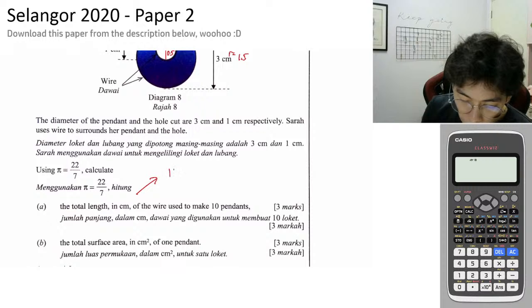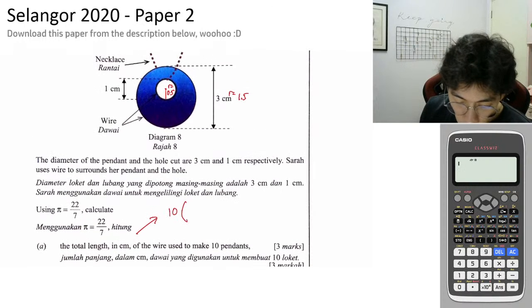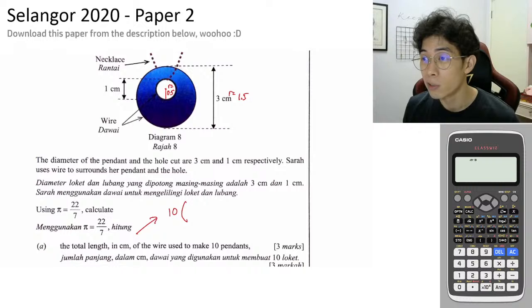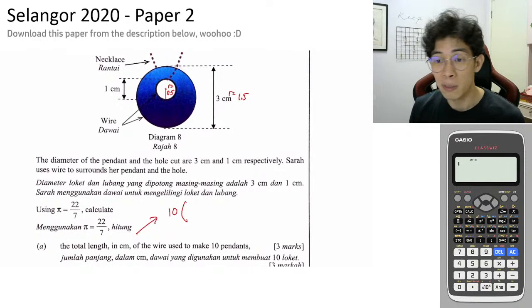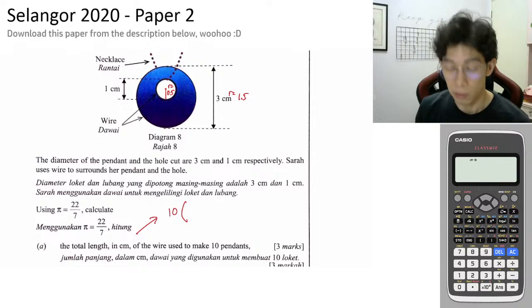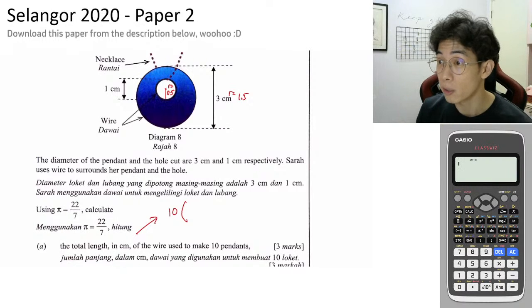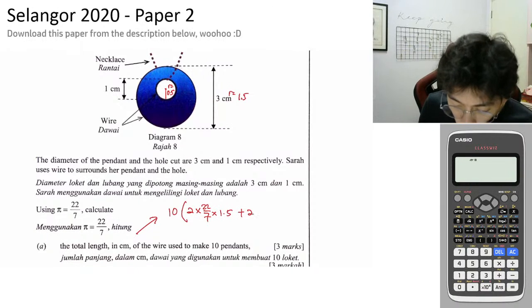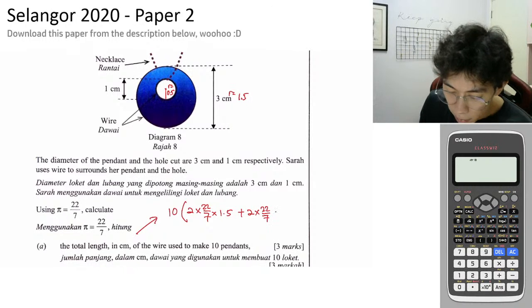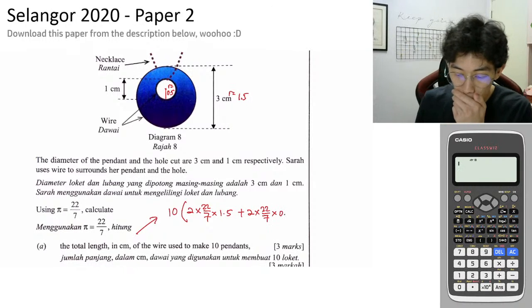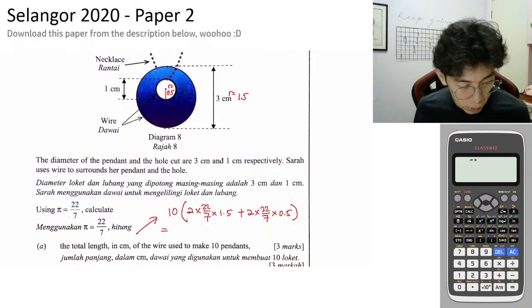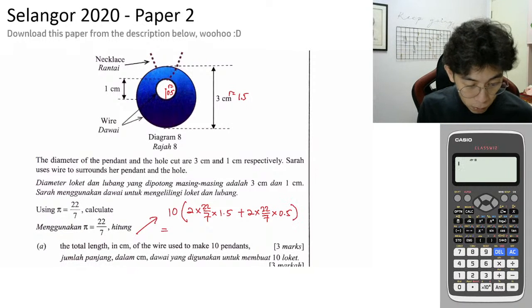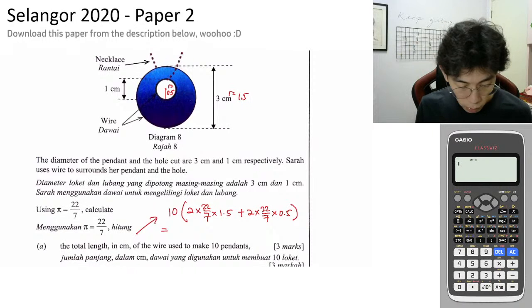Easy lah. 10 times with 2 circles. So the big one, surround it means what? It means circle already. Circumference, perimeter. So 2 times pi times radius 1.5. Add up with 2 times 22/7 times 0.5. Ayo, this one 3 marks. Then plus 2 times 22.